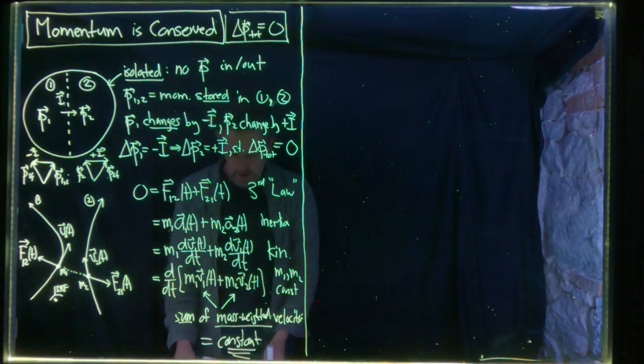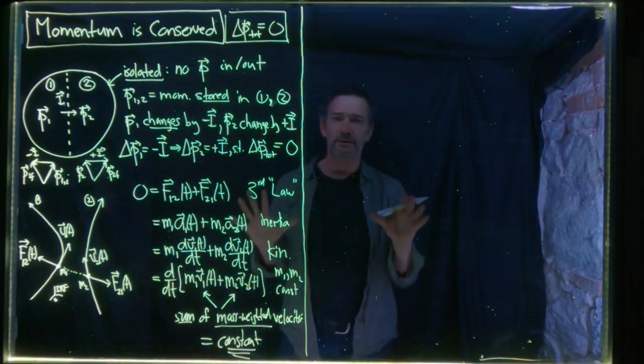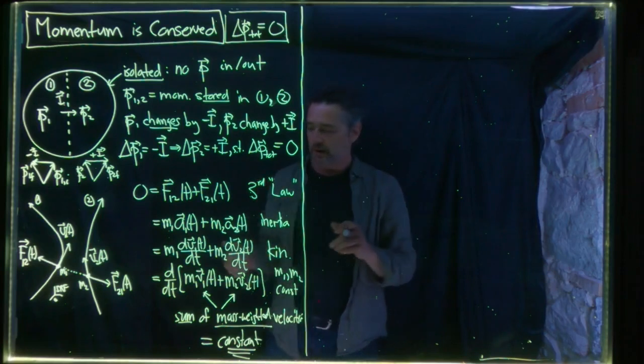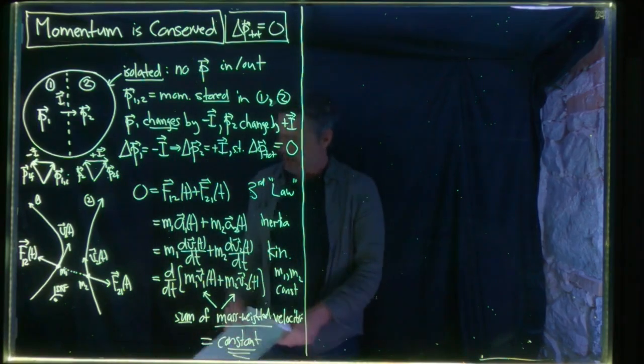So velocities themselves are not very important in physics. What's important in physics, the special quantity, is a mass-weighted velocity. There's something special about that.